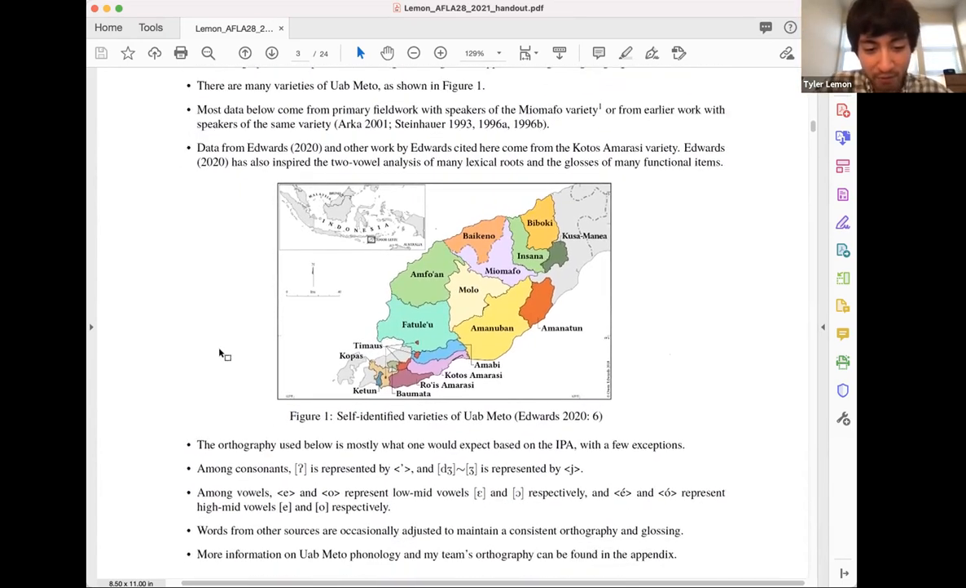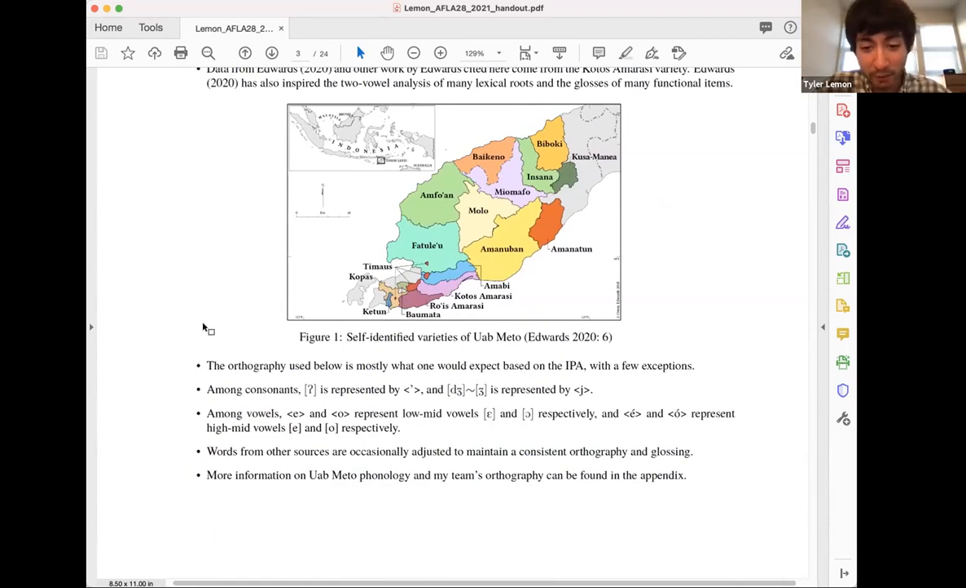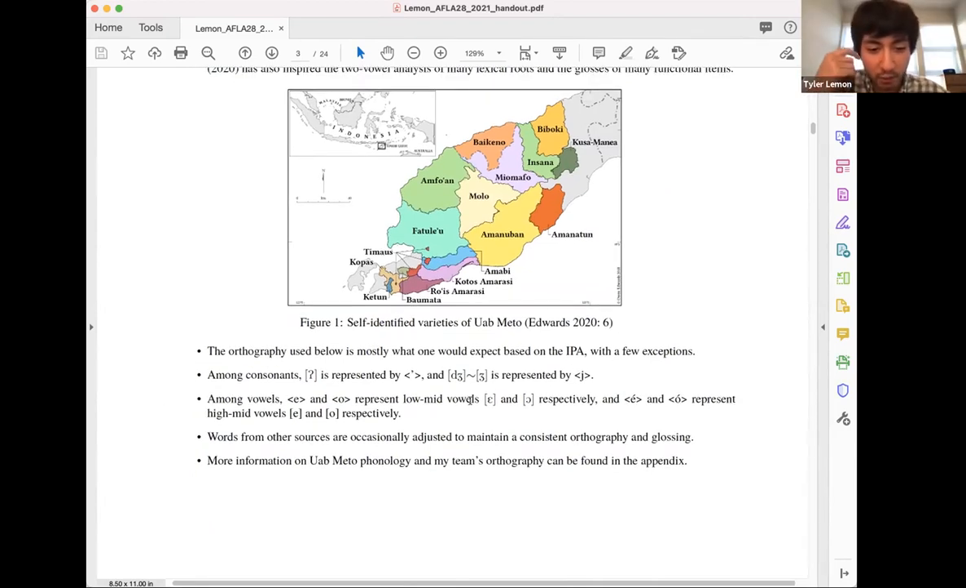As for the orthography used here, it's mostly what you'd expect with a few exceptions. So glottal stop is represented with an apostrophe. This is important because it occurs all over the place. And ja/ja is represented with the letter J. Also, to distinguish different levels of mid-vowels, high mid-vowels are represented with accent marks on them, and low mid-vowels lack the accent mark. Occasionally, I also adjust sources' examples to maintain a consistent orthography and glossing.